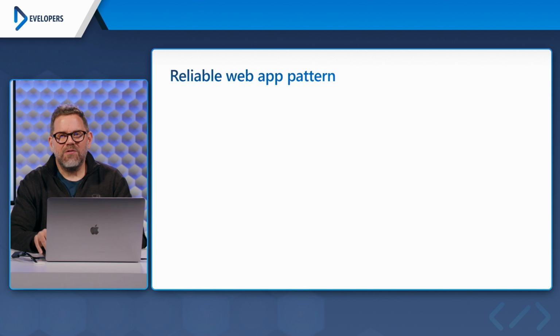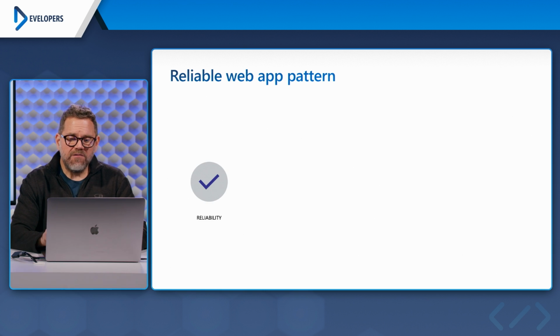All right, so the reliable web app pattern is built off of 5 different pillars, as I like to call it. The first pillar is reliability. Reliability ensures that your app can meet the commitments that you make to your customers. It's reliable. That's why it's the first pillar. It is named after the reliable web app pattern.